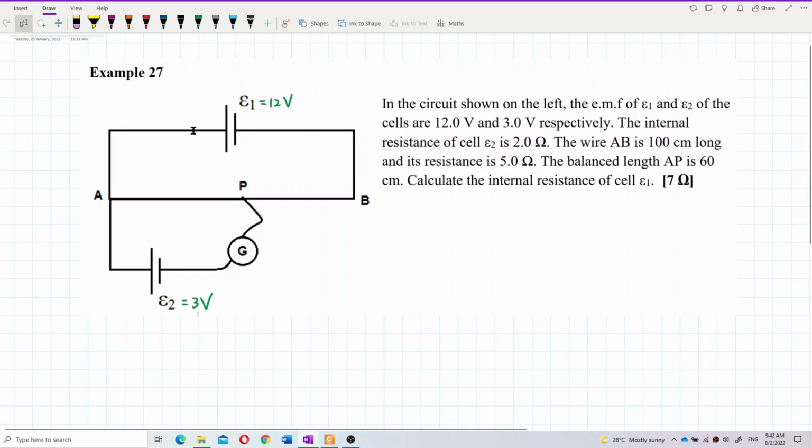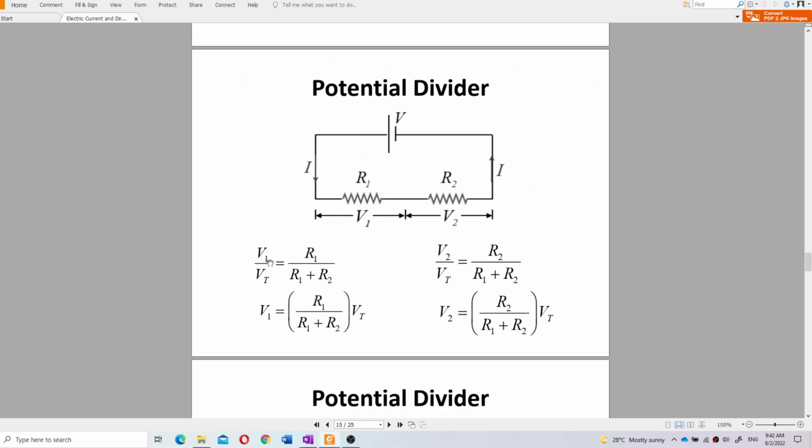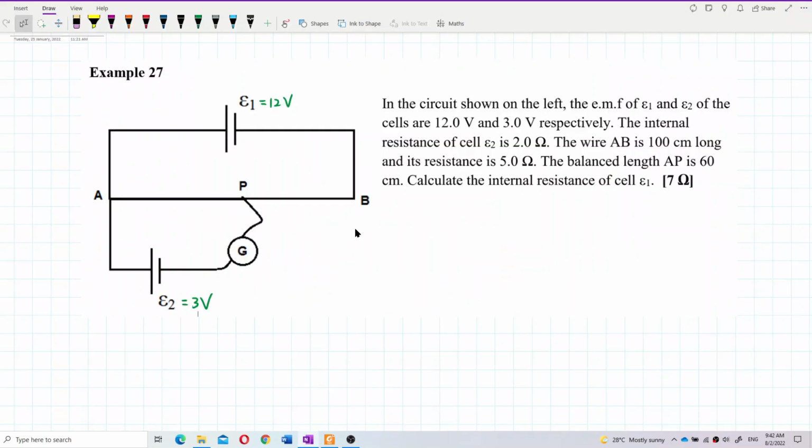Okay, so E1 is the bigger battery, 12 volt, because it has a longer length, AB, for bigger resistance. But E2 is the smaller battery, 3 volt, because it has a shorter length, smaller resistance, over here. This is like the potential divider principle, like what we discussed before.